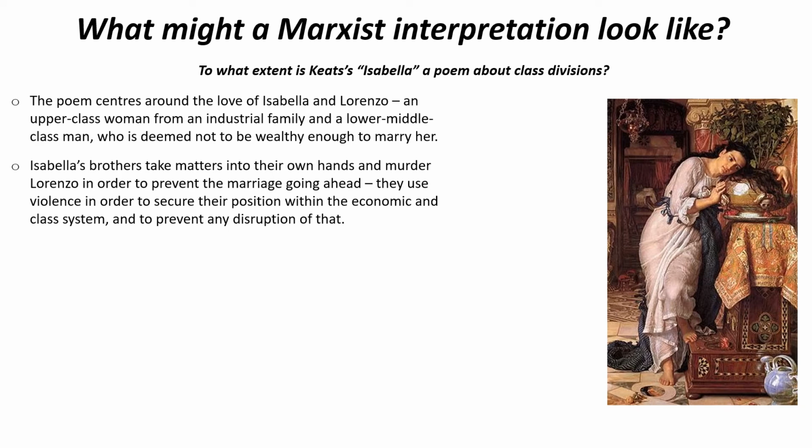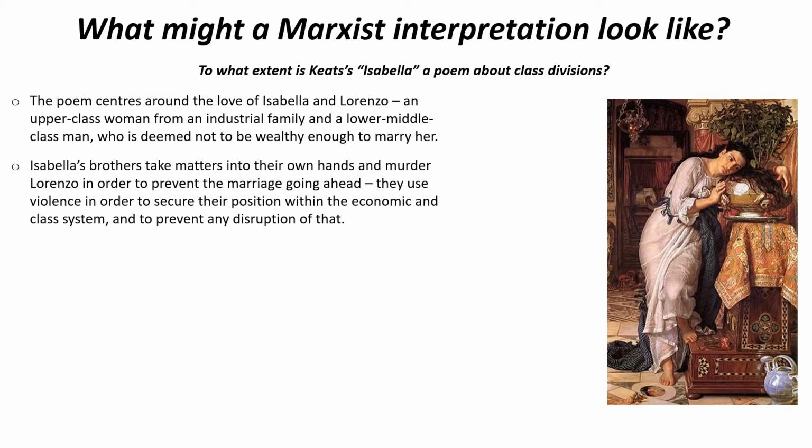And Isabella's brothers take matters into their own hands. When they realise that Isabella is completely in love with Lorenzo, they decide to murder him in order to prevent the marriage going ahead. So they use violence in order to secure their position within the economic and class system, and they do their best to prevent any disruption of this system so that they can maintain the profits that they're going to have, because Isabella herself is a commodity.